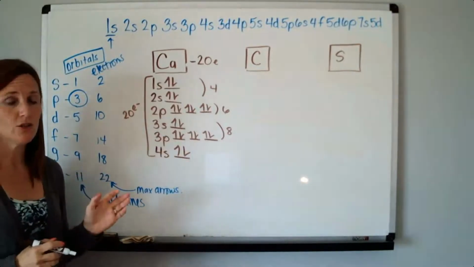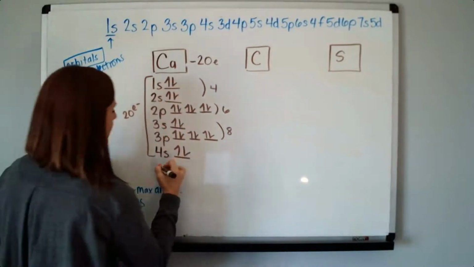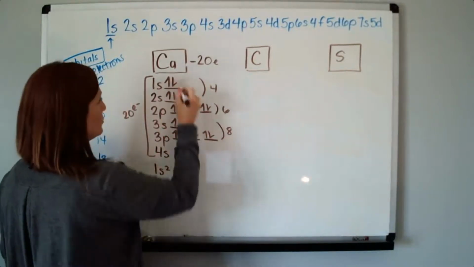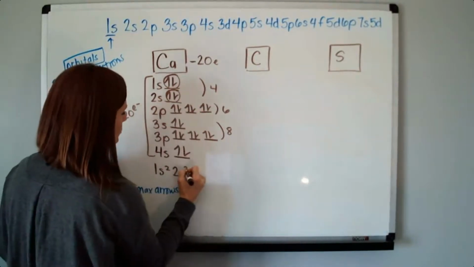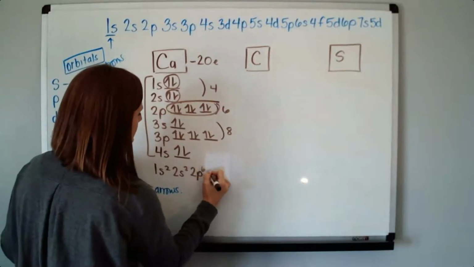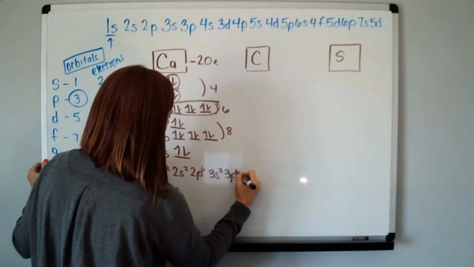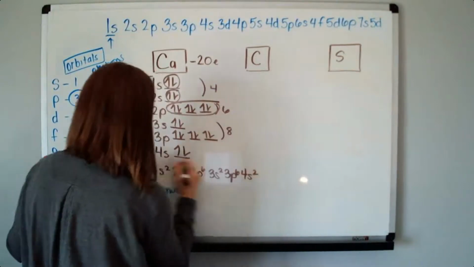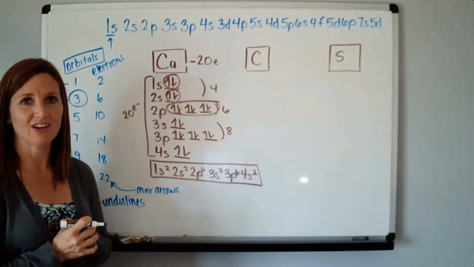Now if I wanted to do the electron configuration, I would just write it out like this. 1s with 2, 2s with 2, 2p with 6, 3s2, 3p6, 4s2. This will be my electron configuration.